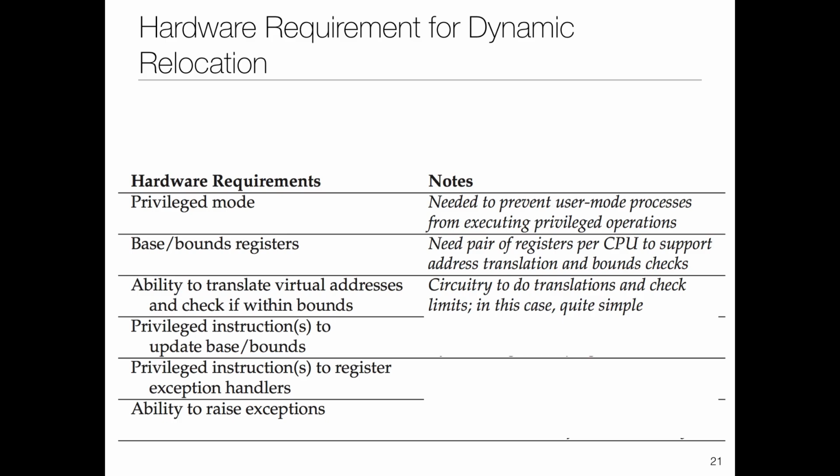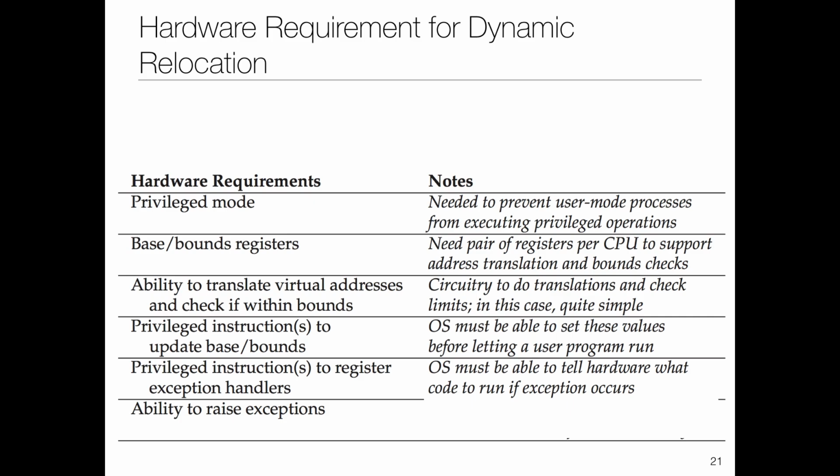Privilege instructions to update base and bounds. You need that because the OS has to be able to set these on a context switch or when setting up a process. Privilege instruction to register exception handlers. When would an exception occur? Whenever there is an out of bounds access or something incorrect is being done. Ability to raise exceptions when you're trying to access a privilege instruction or out of bound memory.